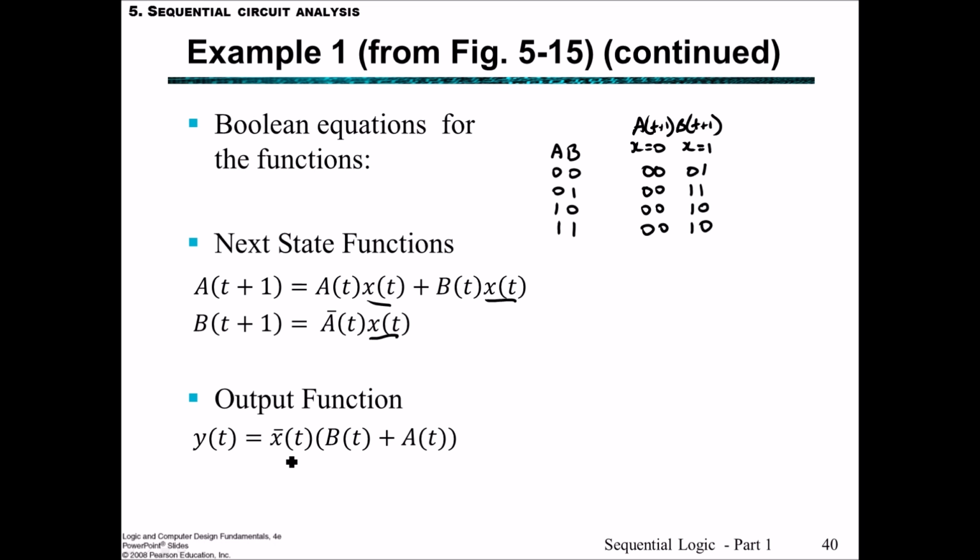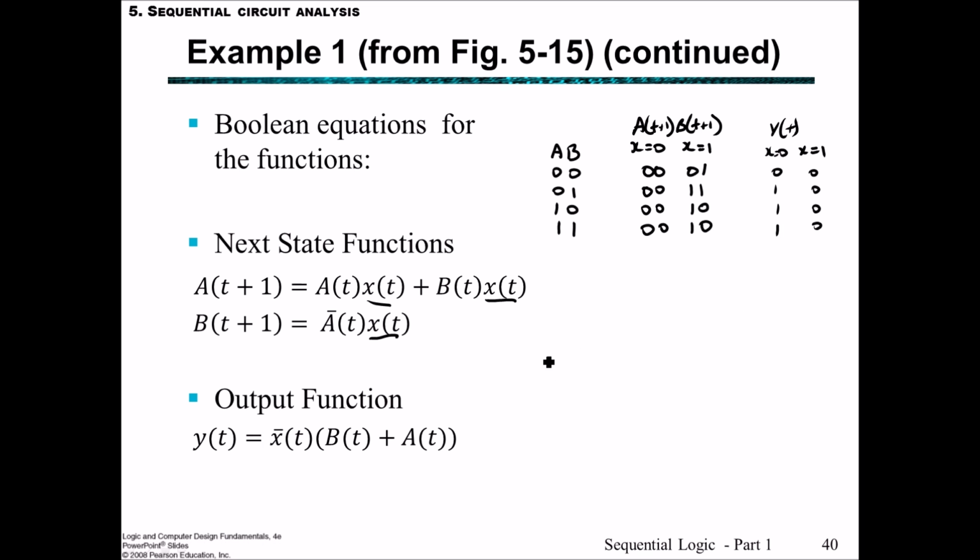For the output, we have yt plus 1 depending upon both the input and also the output. In the case where x is equal to 1, then not x is equal to 0, so the output is always 0. In the case where x is equal to 0, not x is equal to 1, therefore if either bt or at is 1, then we will get a 1. If they're both 0, we get a 0. So we get a 1 here, and 1 here.